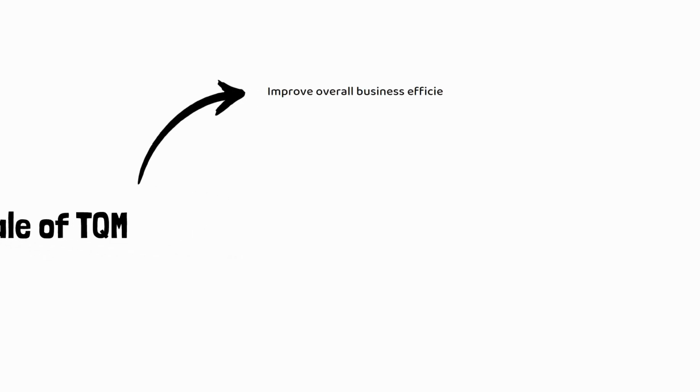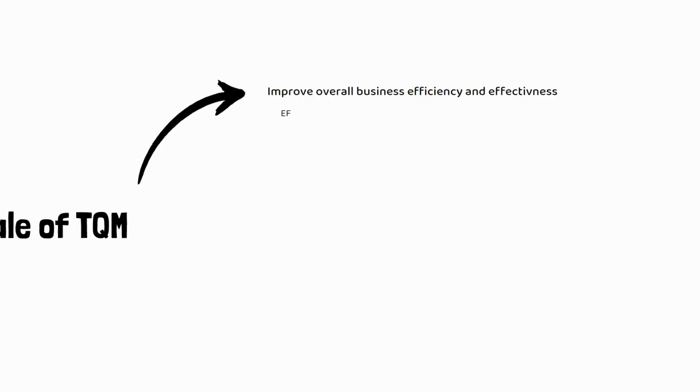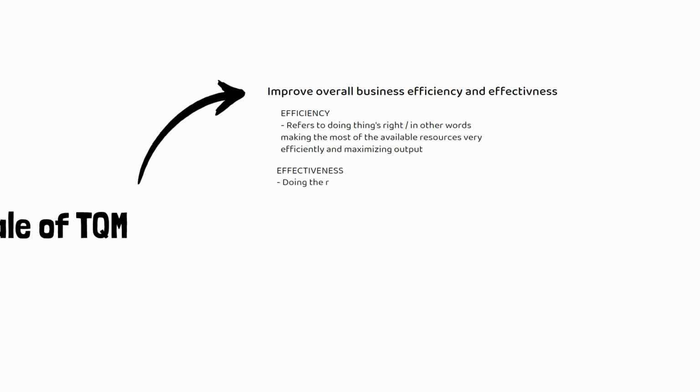Now, for the next point, I would like to discuss the rationale for the use of TQM. The first point is that it improves overall business efficiency and effectiveness. Efficiency refers to doing things right, in other words making the most of the available resources efficiently and maximizing profit. Effectiveness, on the other hand, refers to doing the right things. This includes the quality of the company's results. The organization can set higher key performance indicator goals to achieve effectiveness and reduce costs.